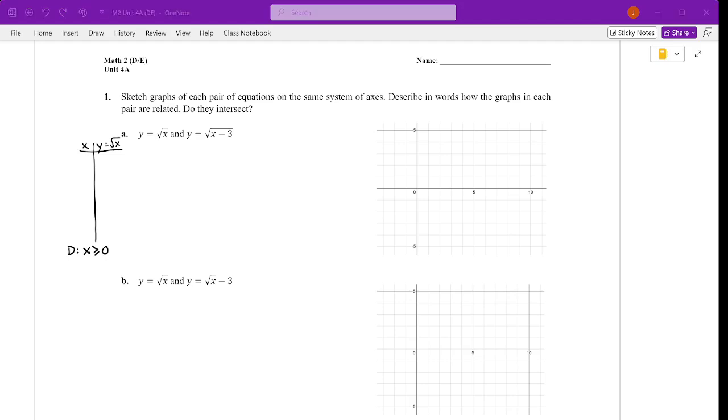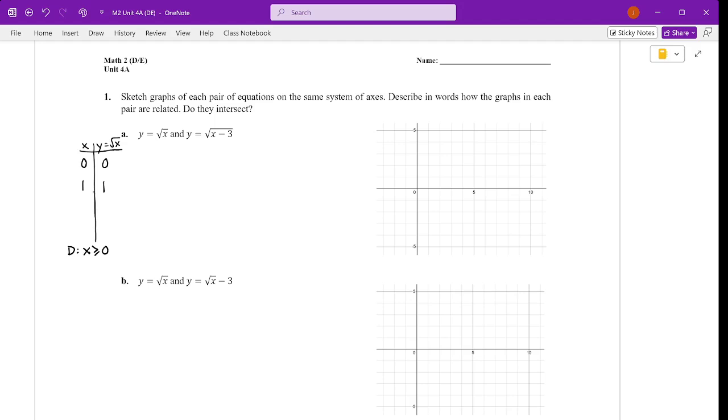So that's called domain. That means the x's you're allowed to plug in, and in this case, it's 0 and bigger. So I'm going to start with 0, and the square root of 0 is just 0. The next easiest one to plug in would be 1, and the square root of 1 is just 1.